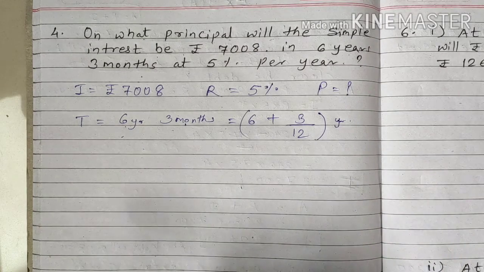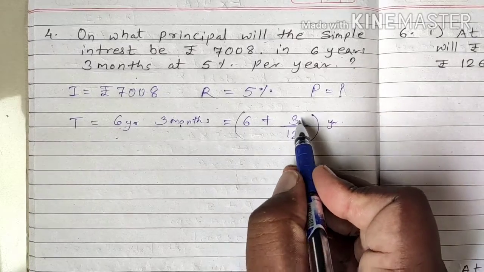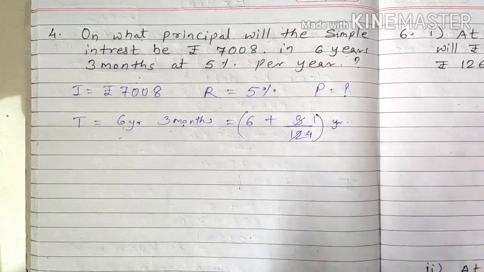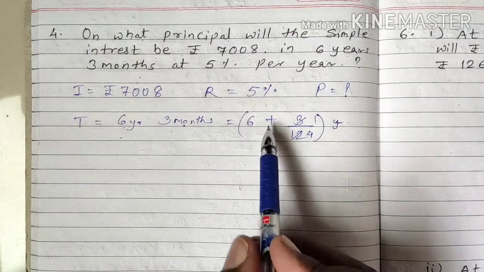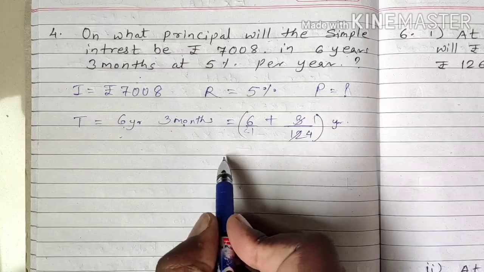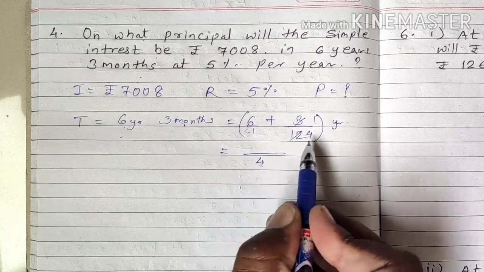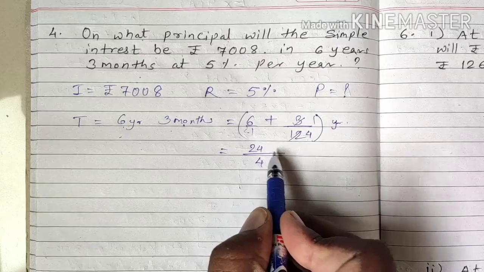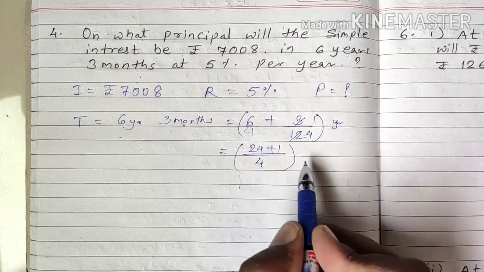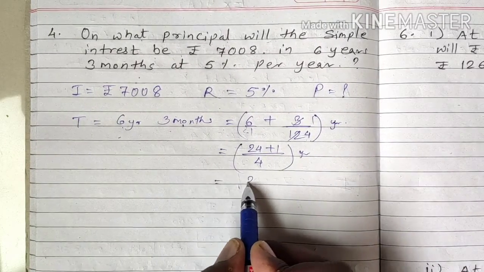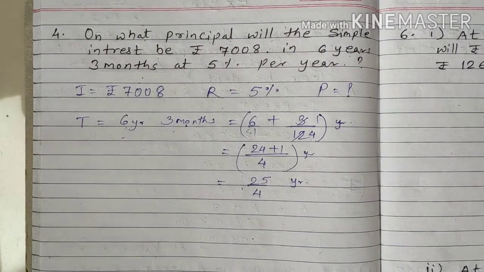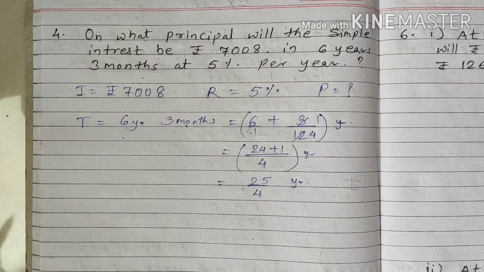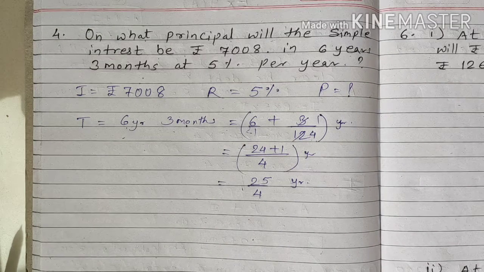3 is divided by 12 to convert 3 months into years. 3 ones are 3, 3 fours are 12. So to make an addition of these two things, denominators must be the same. Here the denominator is 1, so we need to take an LCM of this. 4 sixes are 24 plus 1. Got it? So it becomes 25 upon 4 years. Is that understood, everyone? Okay, so we got the value of time, that is 25 upon 4.